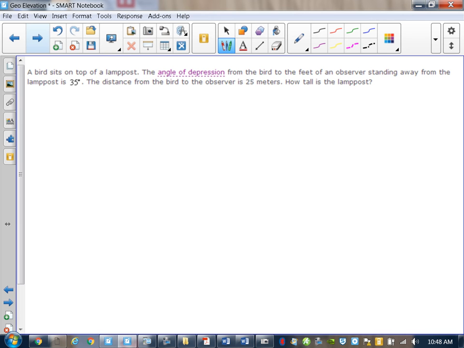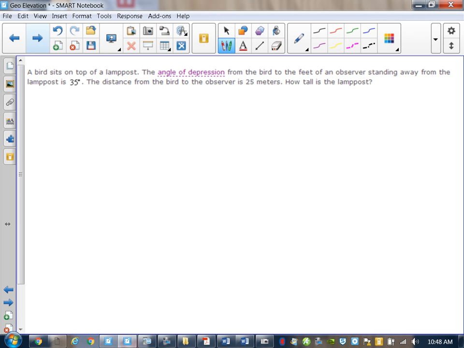A bird is on a lamppost. The angle of depression from the bird to the foot of an observer standing away from the lamppost is 35 degrees. A lot of times when they get to these things, they're always going to be talking about either horizontal or vertical distances. It is very difficult to measure a diagonal distance. Quite honestly, usually the only time you have a measurable diagonal distance is with kite string or an anchor, because you know how long the anchor chain is.